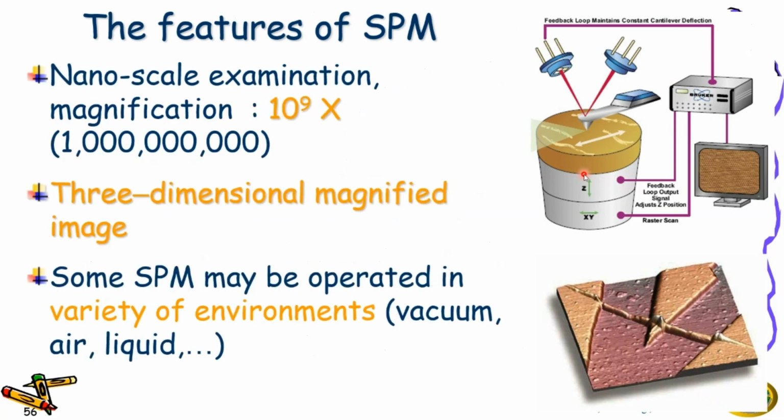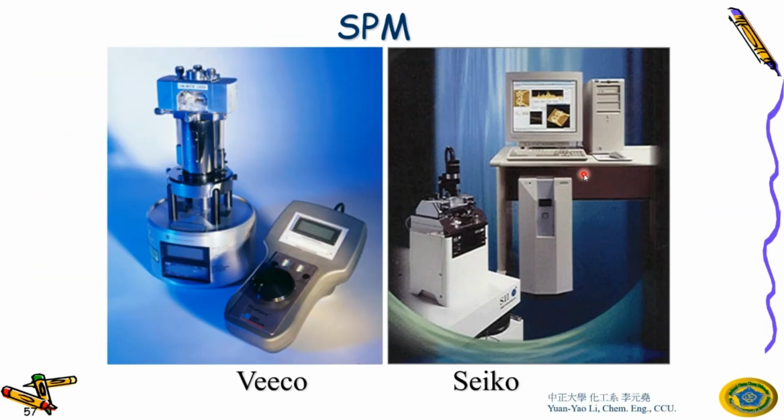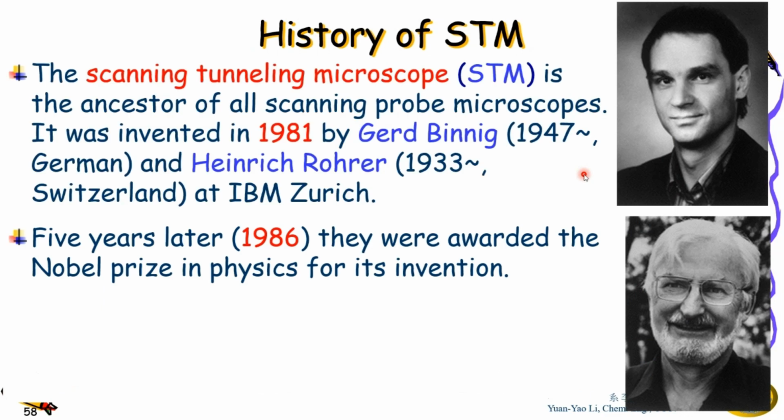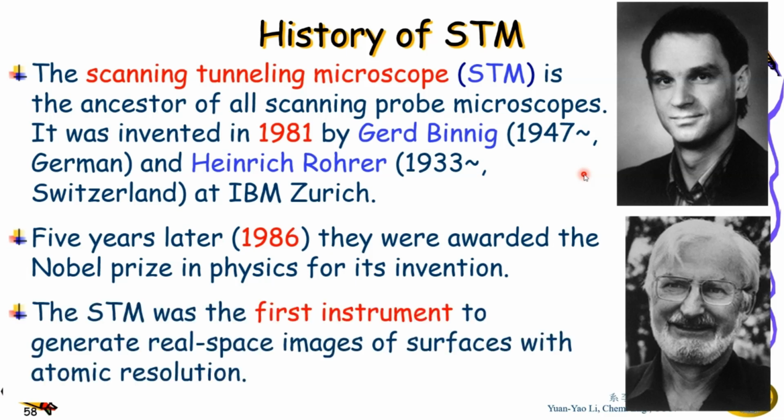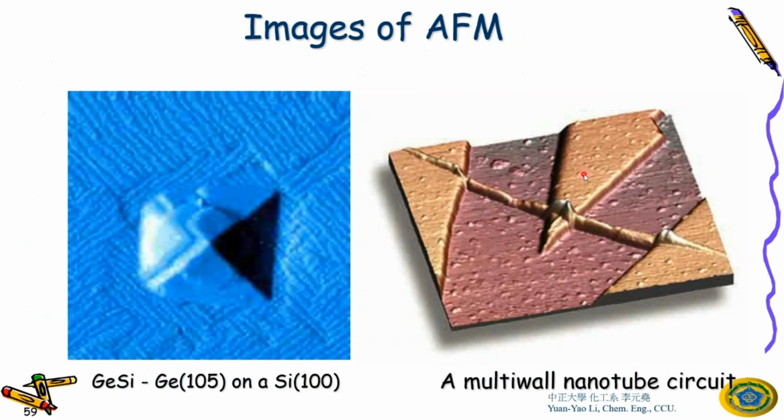Right. So this is the machine, very small, not that easy compared to TEM or SEM. So they got the Nobel Prize very soon. They invented this within 5 years. They got the Nobel Prize within 5 years, which means what? All the scientists recognized this work, and they wanted to give an award to this gentleman for this. So this is the image of AFM.